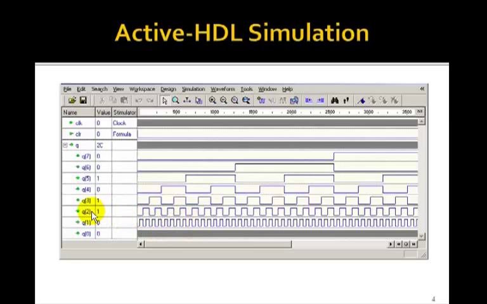Then Q2 is half the frequency of Q1. Q3 is half the frequency of Q2. Q4 half of Q3. Q5 half of Q4. Q6 is half the frequency of Q5. And finally Q7 is half the frequency of Q6. So you see we end up with square waves of increasingly lower frequency for each output Q.